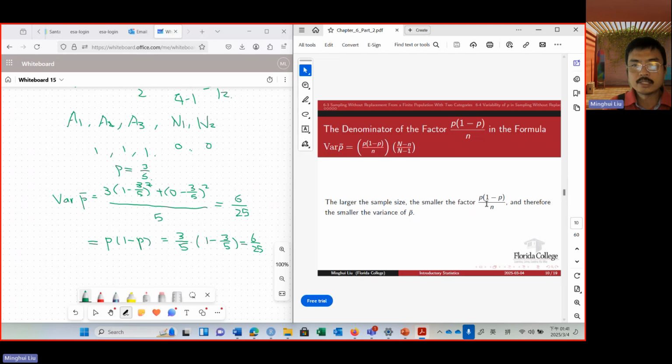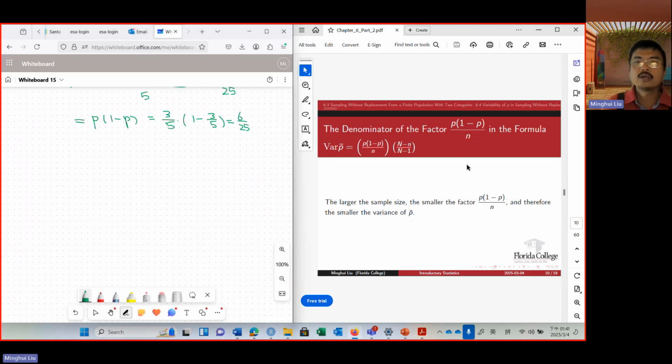And also, let's look at the denominator of this factor, the small n. Think about that. If you have a larger sample size, or in other words, if you make this small n bigger, then this whole fraction will become smaller. And also for the second factor, because the small n is bigger, the numerator is also smaller. So all those things working together will result in a smaller variance. Or in other words, as the sample size increases, the variance of p bar will decrease.